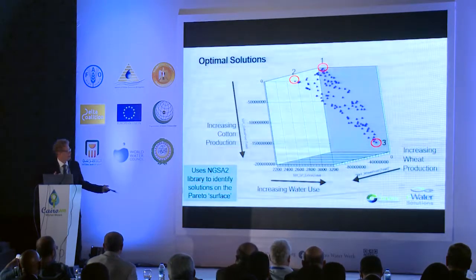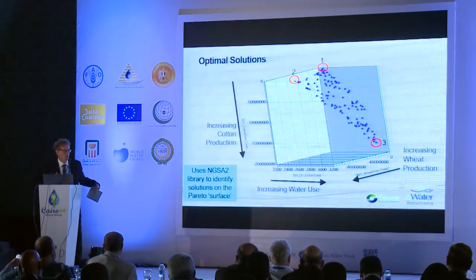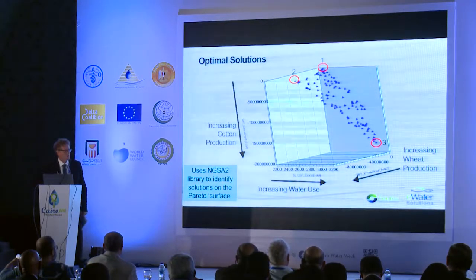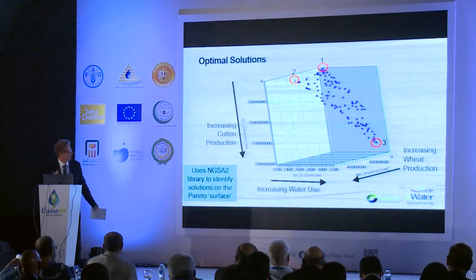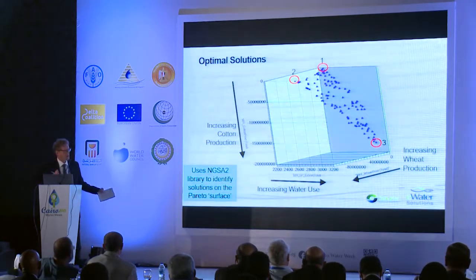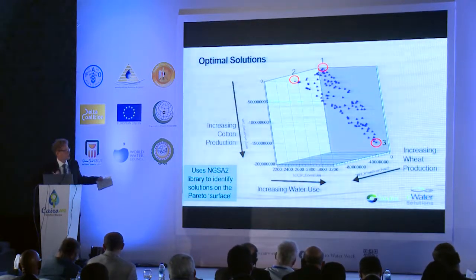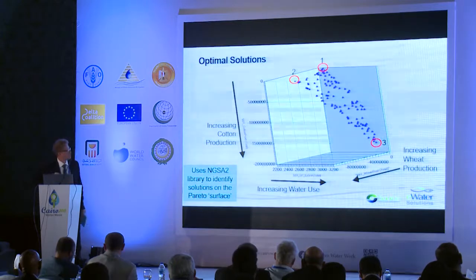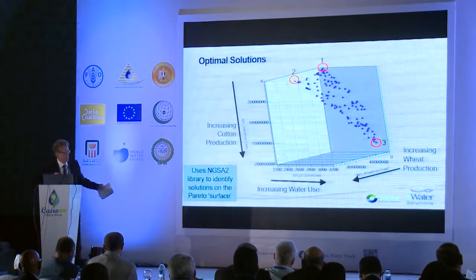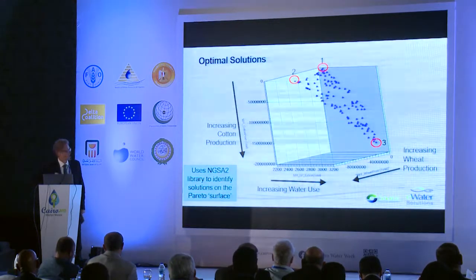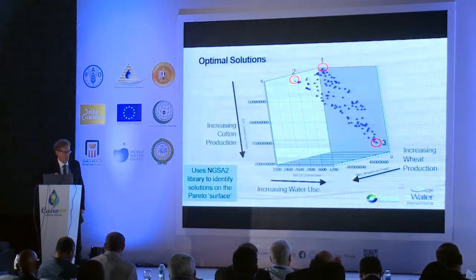They might say, well, don't worry about the water, we'll just go for maximum productivity of cotton. Or they might say, we need to moderate our use of water. We only want to use half of the available water, and therefore we'll choose one of those blue markers somewhere in the middle of our figure here.